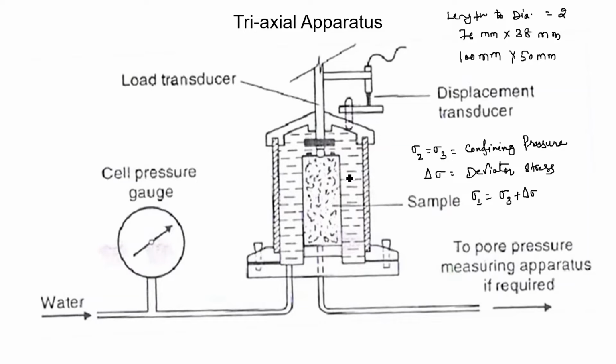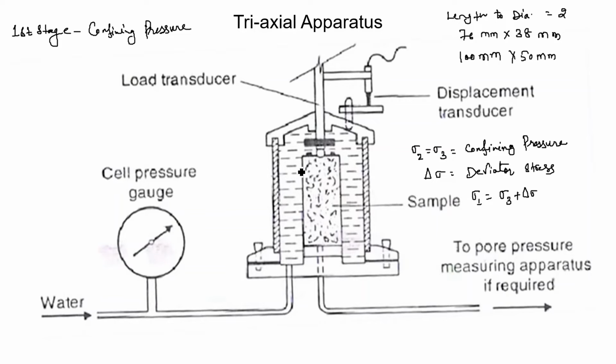Now, this test is done in 2 stages. In the first stage, confining pressure is developed on this soil sample. So, this soil sample is given the confining pressure. In this stage, the consolidation of the soil sample also takes place if consolidation is allowed. We will study when the consolidation is allowed and when it is not allowed.